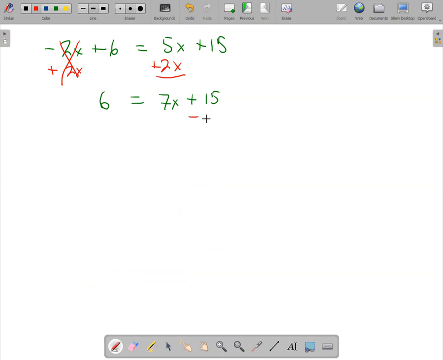So I want to subtract 15 because it's a positive here. So here I have a gain of positive 6. I have a loss of 15. So altogether that's -9. On the other side, we have 7x. Undo multiplication by dividing. So 7/7 is 1. 1x is just x. And there's that same answer I have on the other page, the -9/7.